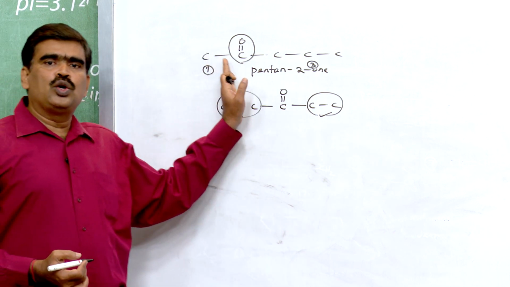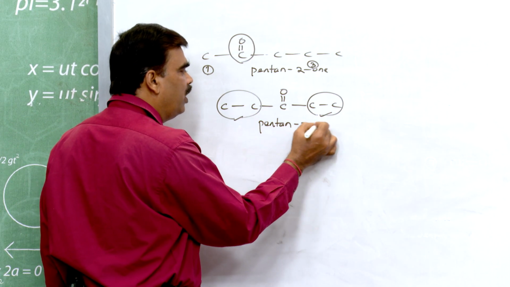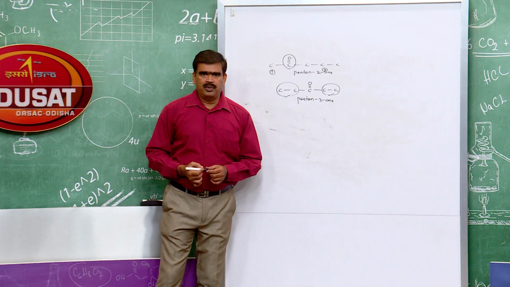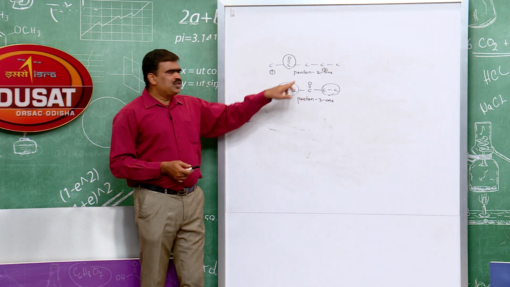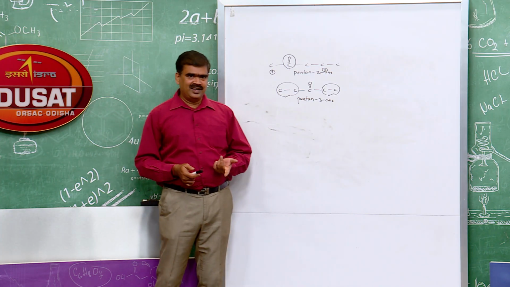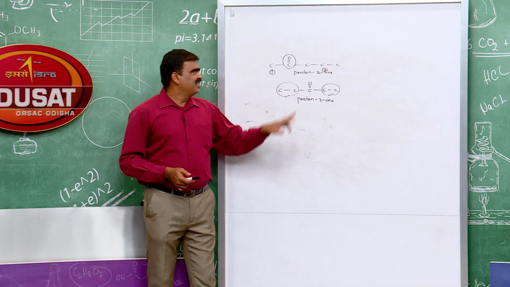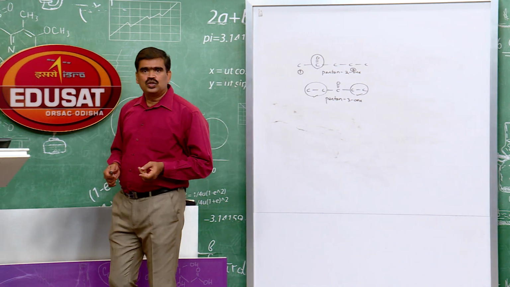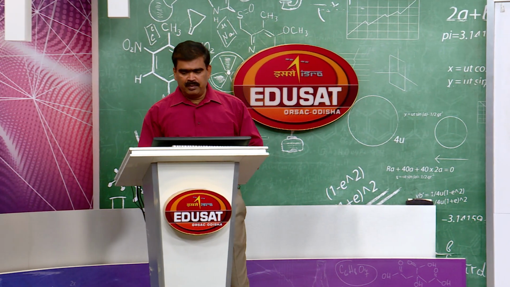So that is pentan-2-one and pentan-3-one. This is pentan-3-one. They are called as metamers of a ketone. And these 2 metamers, they have also another relation. Remember, what is that relation? Yes, remember, they are also their position isomers. That means the metamers of ketones are also their position isomers. Very important. Remember this one.